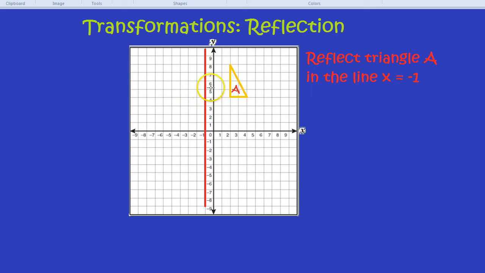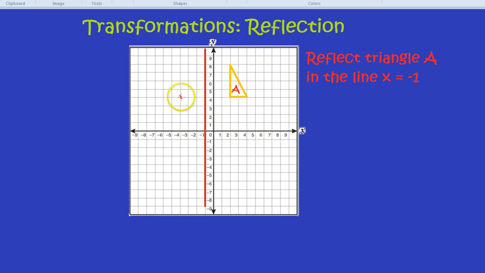Okay, now we know it's that line. How do I actually reflect? What we need to do is imagine this line is a mirror. So think in your head, what would this shape A look like if it was reflected in this mirror? But where exactly do we draw it? To do that, what I like to do is count from the line. So here's our first point, this bottom left hand corner. Let's count to our line. 1, 2, 3. So what you do is you go 3 the other way. 1, 2, 3. There's our first point.